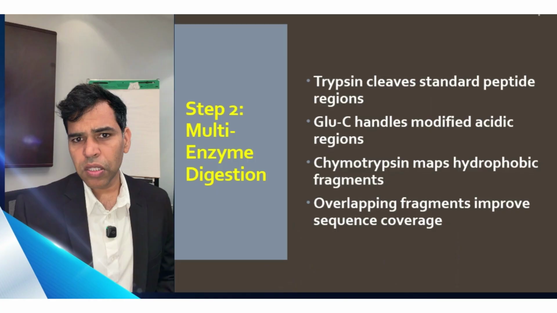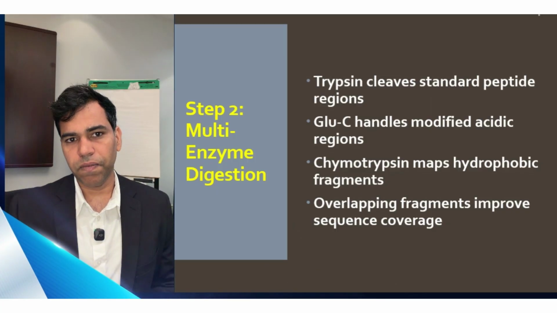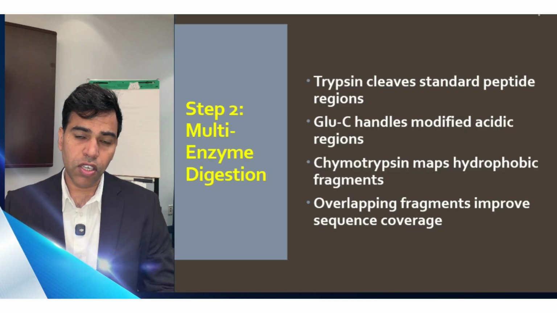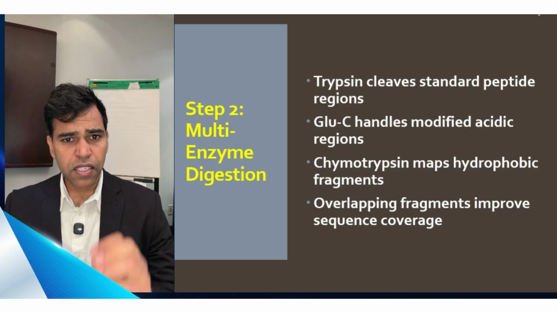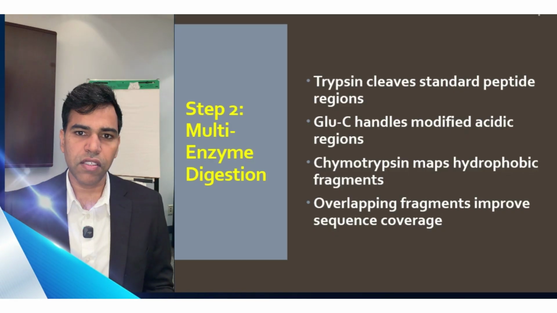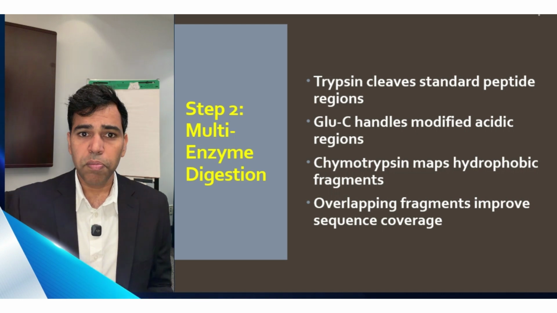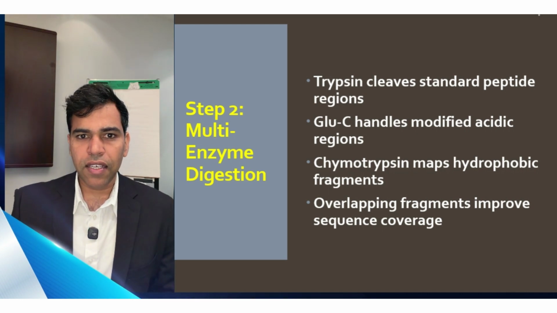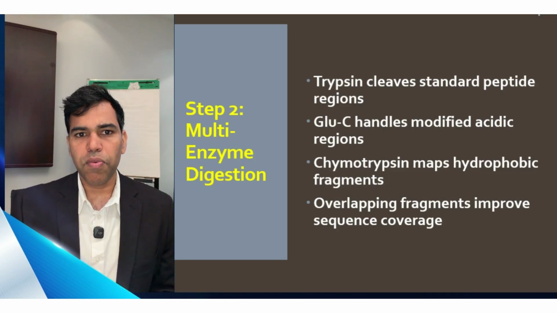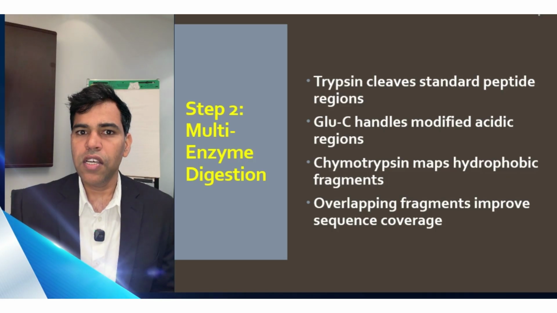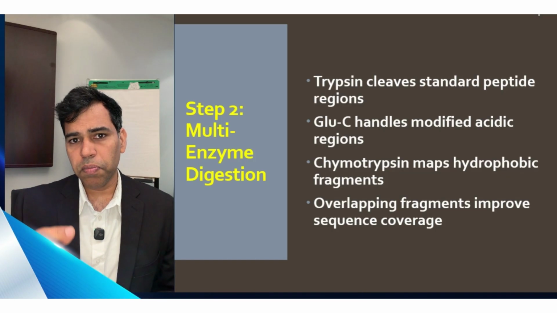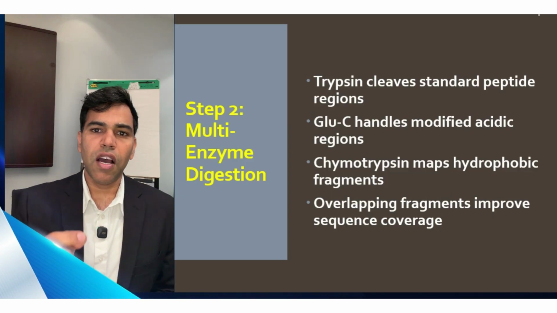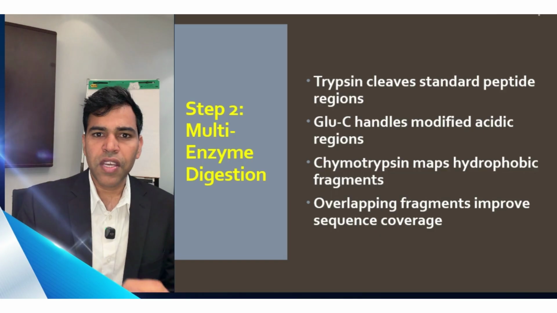Step number 2 is multi-enzyme digestion. No single enzyme achieves full sequence coverage on a GLP-1 analog, and this is where many mapping strategies fall short before they even reach the instrument. Trypsin handles the standard backbone regions reliably. Glu-C picks up the acidic, C-terminally modified segments that trypsin misses.